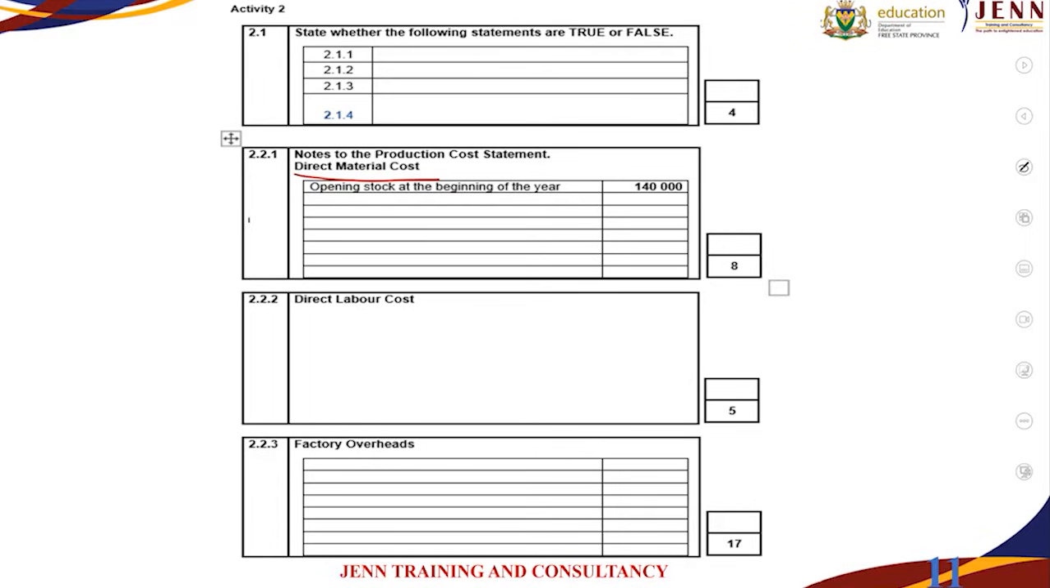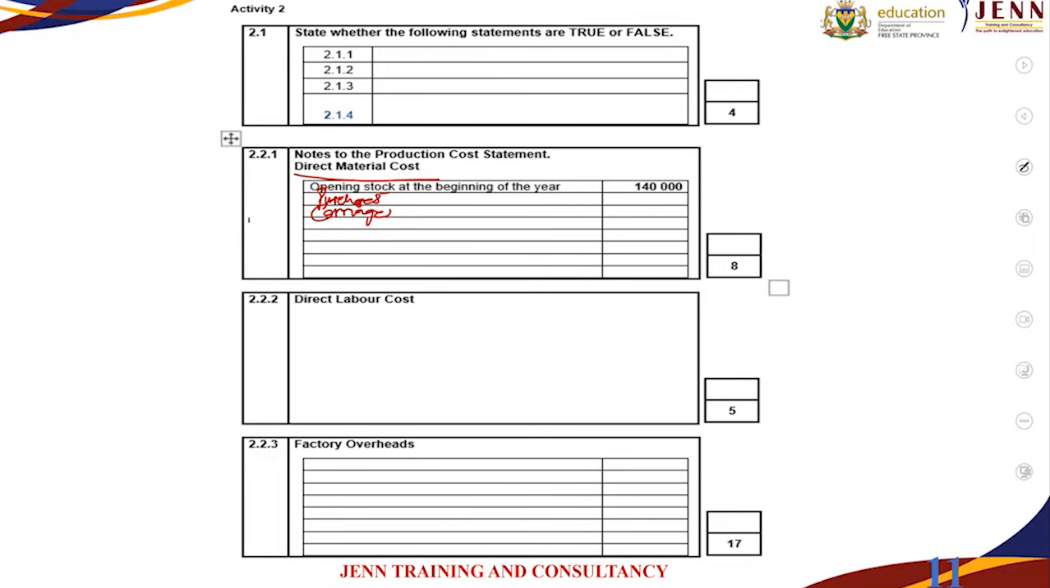There is nothing new. It's still opening stock at the beginning or opening balance. So you can still write it here and then plus purchases. So we can still have our purchases here. And then remember, after purchases, we can also have carriage on purchases. So we can still write our carriage on purchases here again. And then after that, it will be raw material available for use. And then we can also leave it or write it. It's up to you.